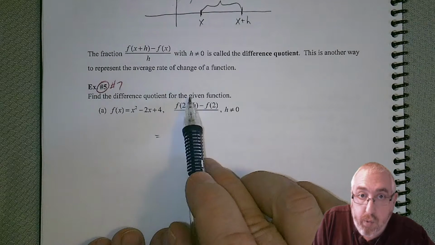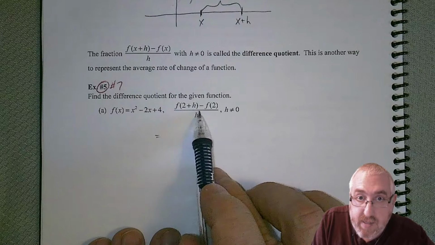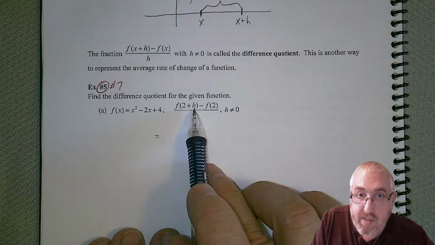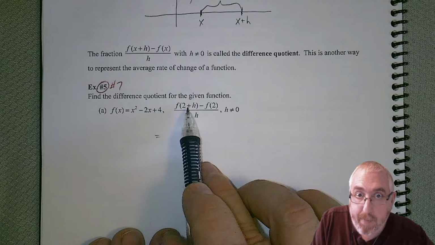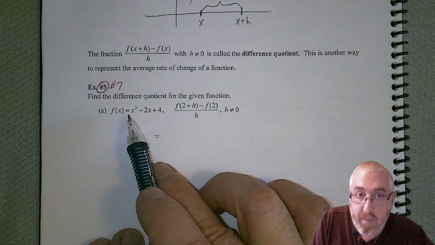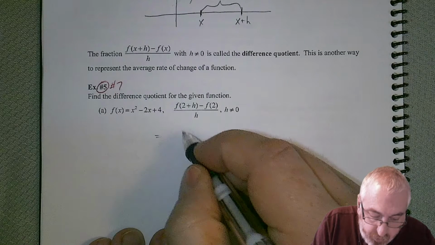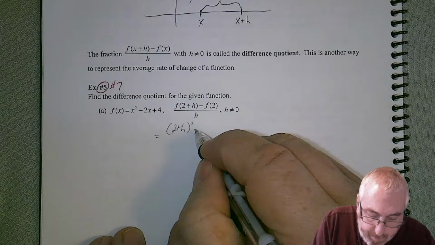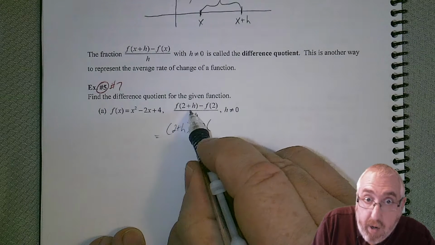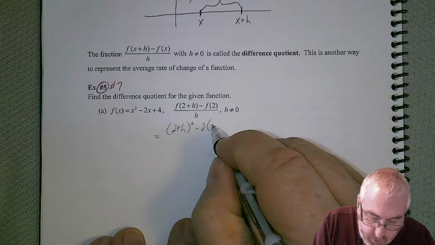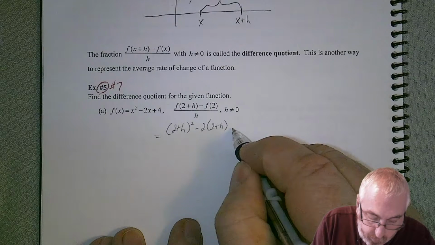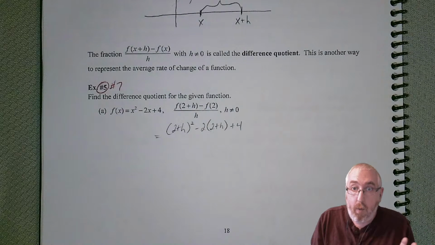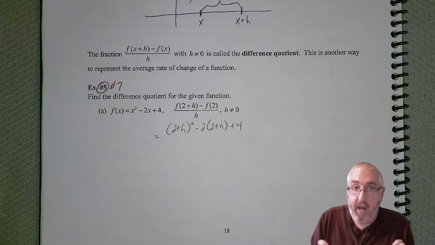So the first thing we want to do is find out what this f of 2 plus h is equal to based off of this function. So remember, this is the input. This input has to replace all of these x's. So we should get 2 plus h squared minus 2 times our new input of 2 plus h. And then we want to make sure we don't forget the tail end, which is a plus 4. So that whole thing is f of 2 plus h.